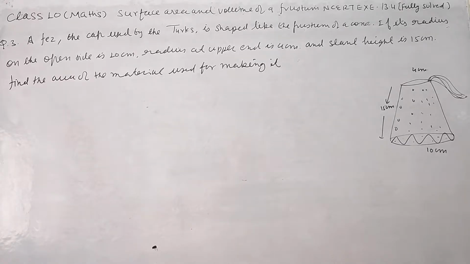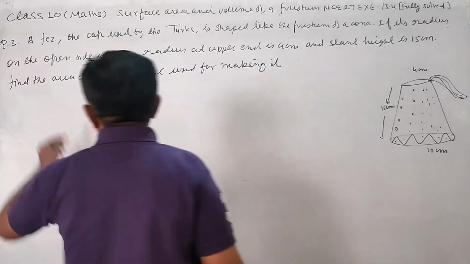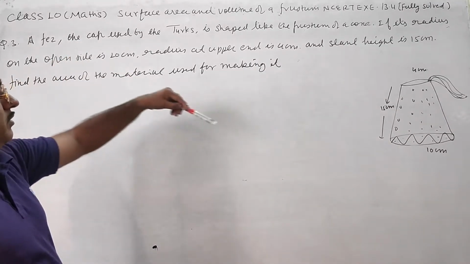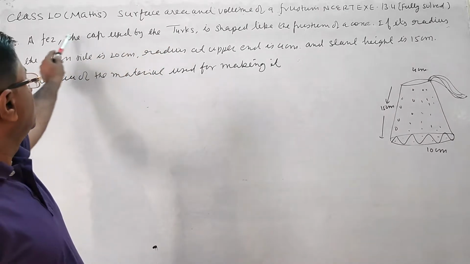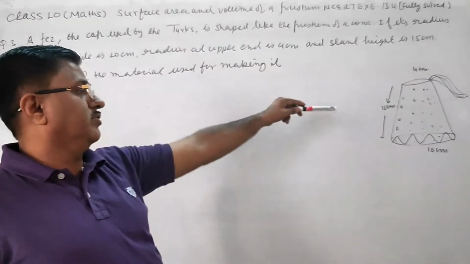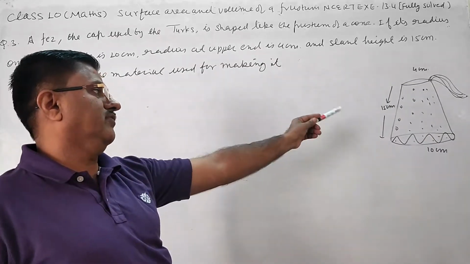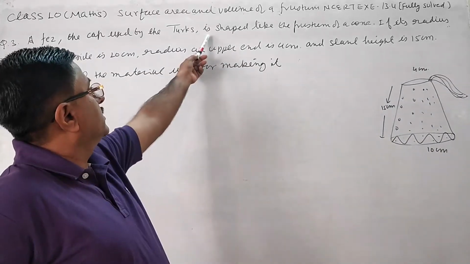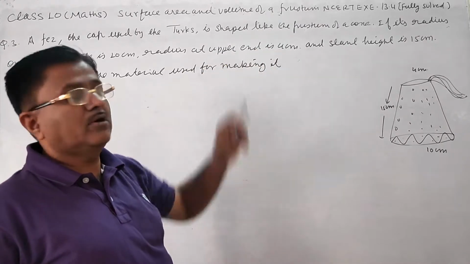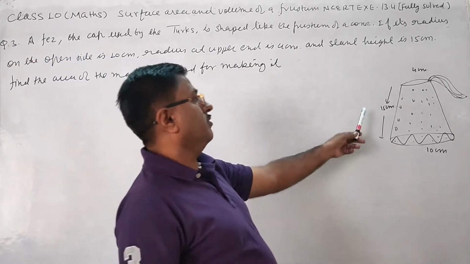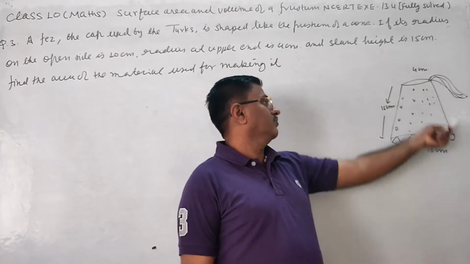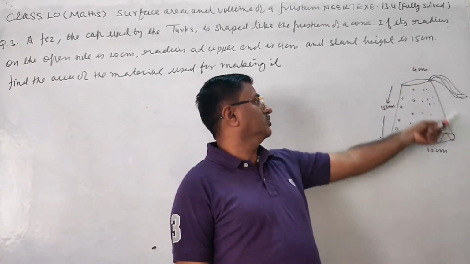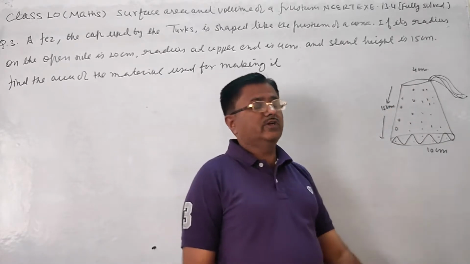Next question is, dear student, question number 3. This is say a phrase. This is the name of a cap, the cap used by the troops. So troops use the cap that we call a phrase, which is given in the figure. That is shaped like the frustum of a cone. So this cap we are using for the troops is in the form of a frustum.